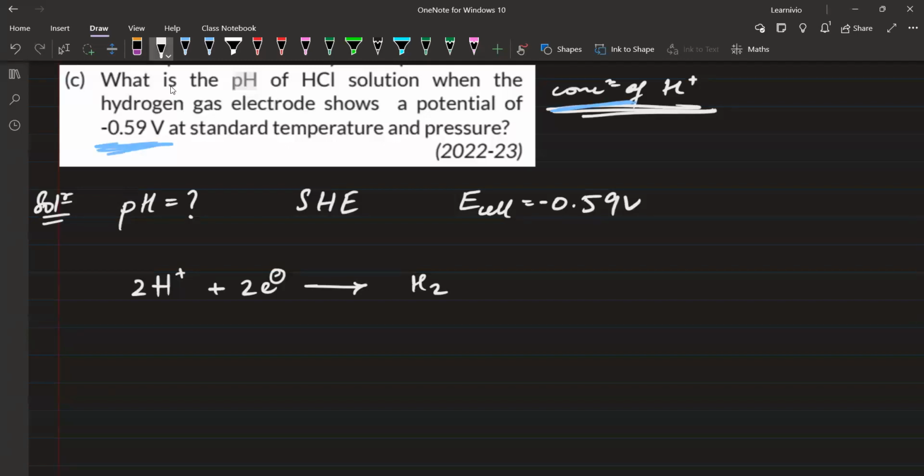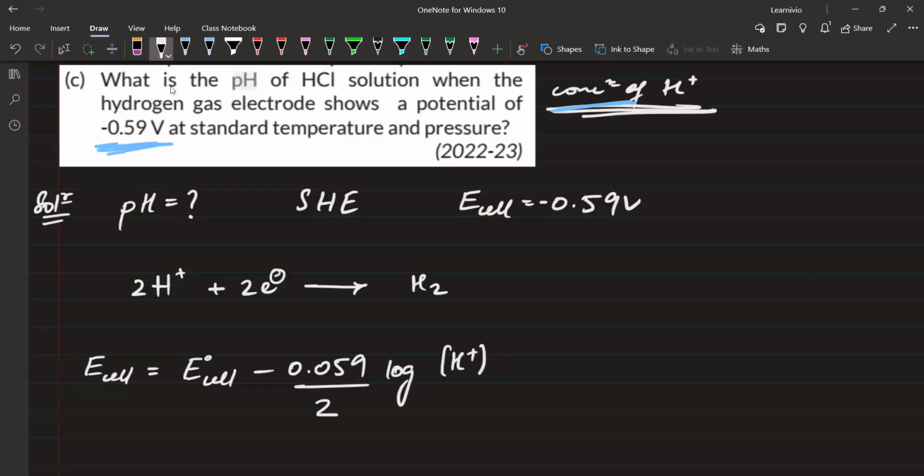Okay. So if I apply the Nernst equation in this, I will write E cell is equal to E naught cell minus 0.059 divided by number of electrons, which will be 2, into log of reaction quotient. Product is what? Pressure of H2, divided by reactant. What is reactant? Concentration of H+. And I will also square it. Make sense till here? Yes or no? Please tell me. Square because there is a stoichiometric coefficient. Achha. Yes, sir.